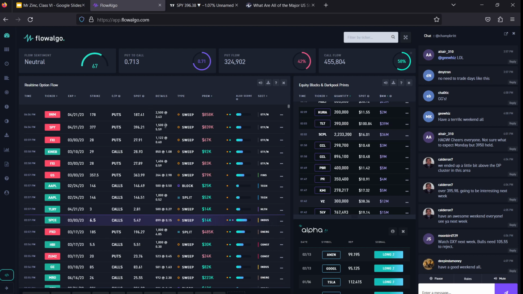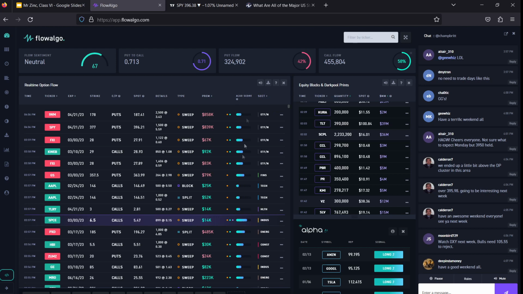You have your small details. You don't really need this. All you need is the premium, and you can kind of do it in your own head. But this just tells you 2,500 contracts bought at 343. And then you have your algo score for flow algo. This tells you the significance of the order. And then this is just the sector. These two last columns don't really matter.